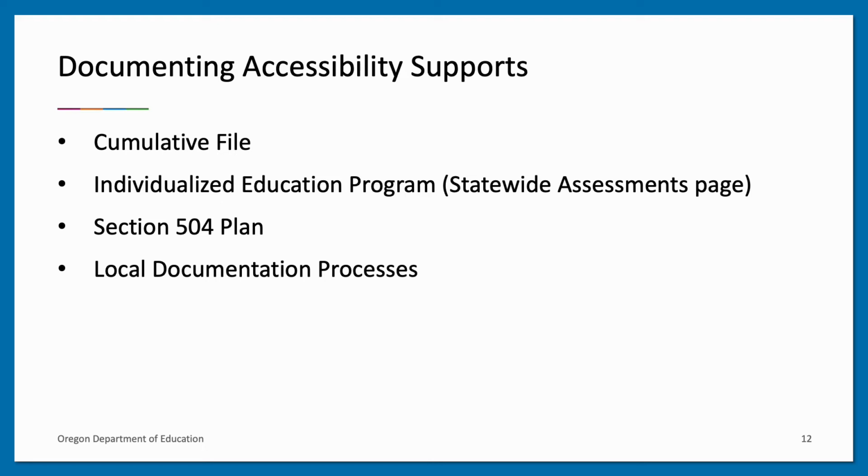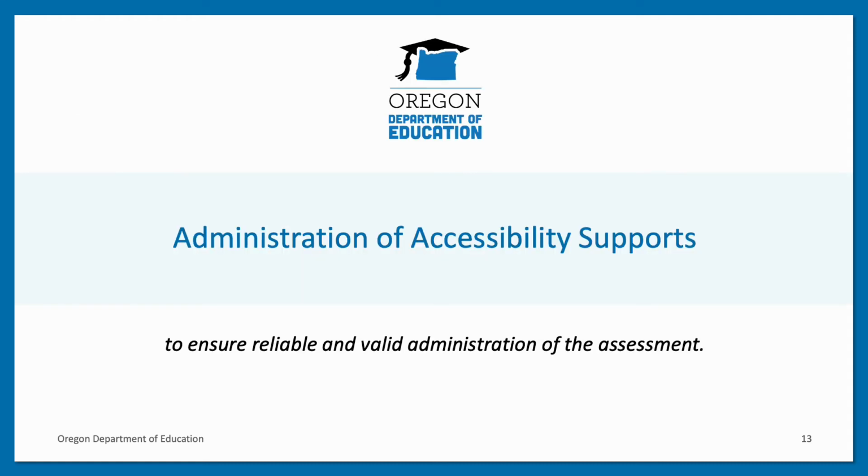Number 2, supplementary aids and services. This area of the IEP includes aids, services, and other supports that are provided in regular education classes or other education-related settings to enable children with disabilities to be educated with non-disabled children to the maximum extent appropriate. And number 3, finally, the most relevant to our purposes, the participation in assessments. This section of the IEP documents the accommodations needed to facilitate the participation of students with disabilities in general state and district-wide assessments. On the following slides, we'll discuss the administration of accessibility supports.